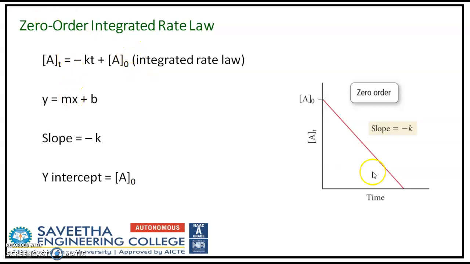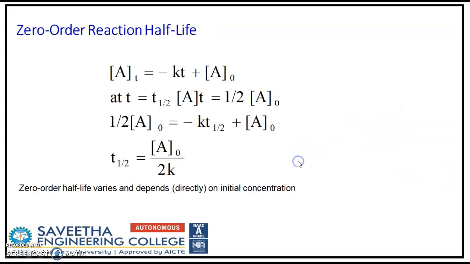So when you draw the graph between concentration of A at time t versus time, you have a graph like this with a slope of minus k and the intercept is A0. This is a graph for a zero order reaction. So any reaction that has a graph like this is a zero order reaction.